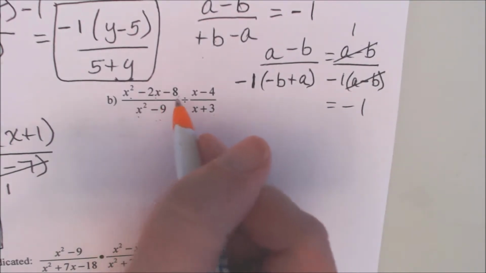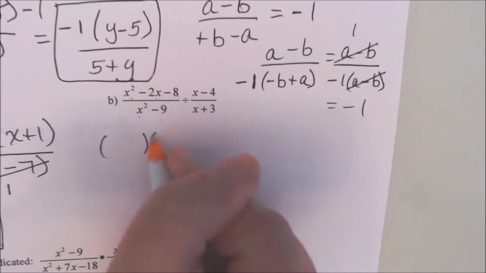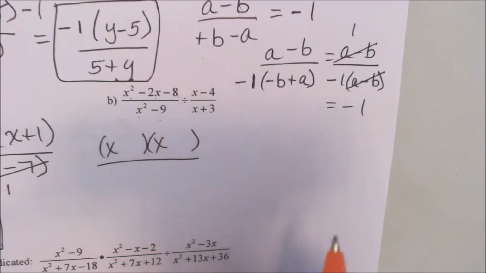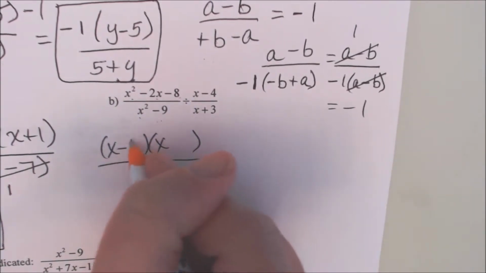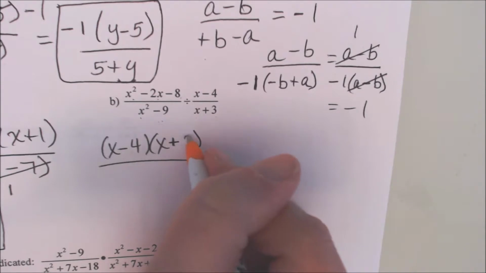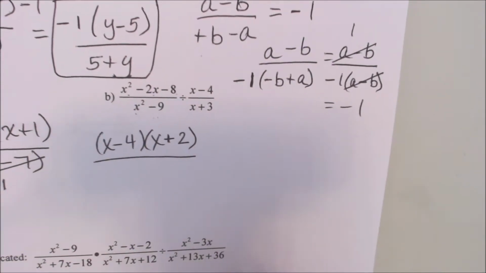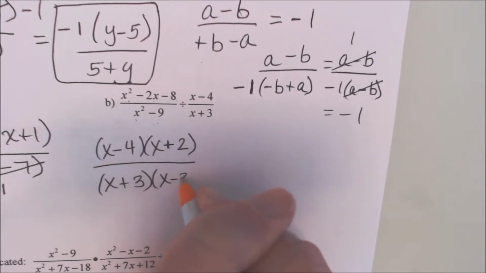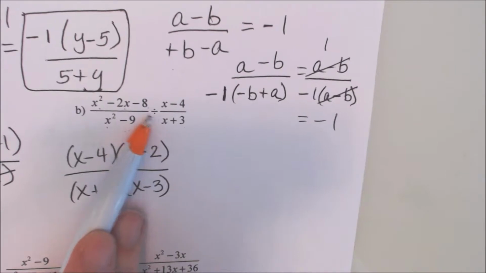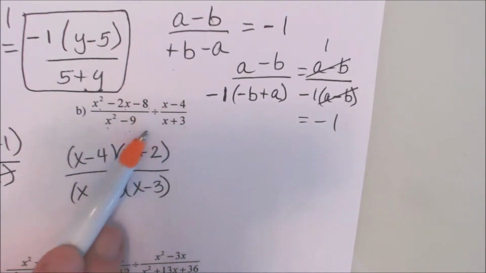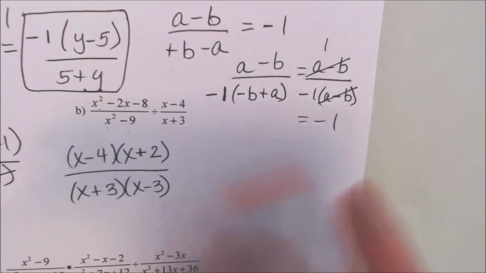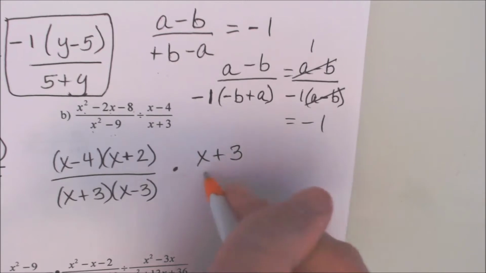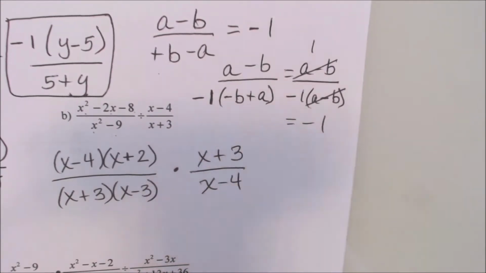So let's start with the x squared minus 2x minus 8. I'm going to break that down into two binomials. So what multiplies to negative 8 but adds to negative 2, and that would be a negative 4 and a positive 2. The denominator, we have x squared minus 9, which breaks down into x plus 3 times x minus 3. Now, we were dividing all of that by the fraction x minus 4 over x plus 3. So I'm going to change it to multiplication, and I'm going to flip the second fraction. I'm going to use the reciprocal, so I'm going to write that as x plus 3 over x minus 4.